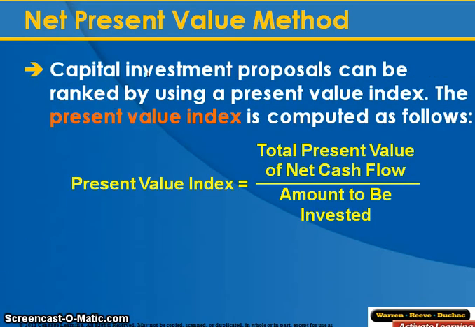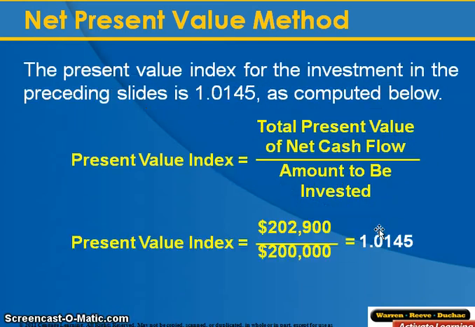What we could do, if we were trying to decide between multiple capital investment proposals, is rank those proposals by using what's called a present value index. And it's computed as it shows here. Total present value of the net cash flows over the amount to be invested gives you an index. So using our numbers before, the present value of net cash flows was $202,900, and the amount to be invested was $200,000.